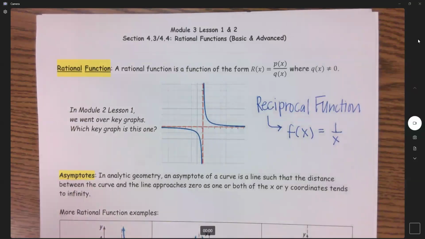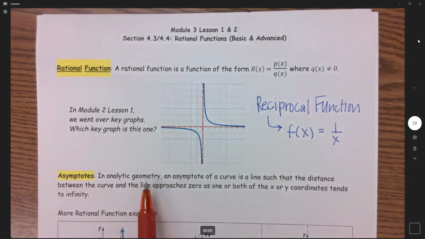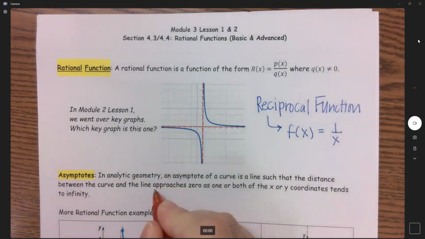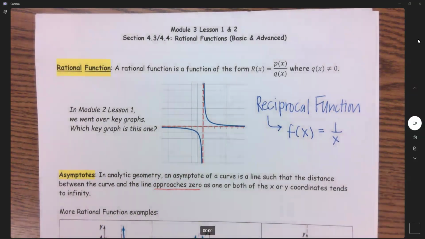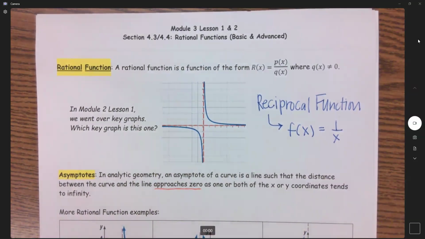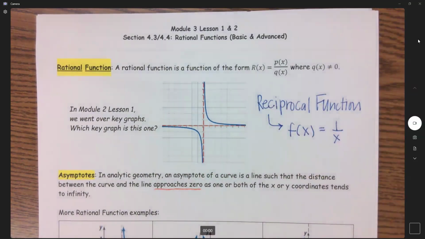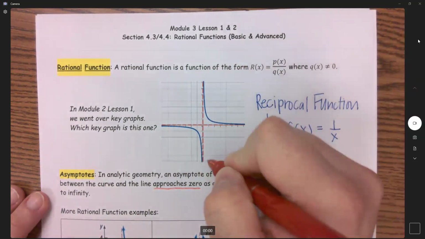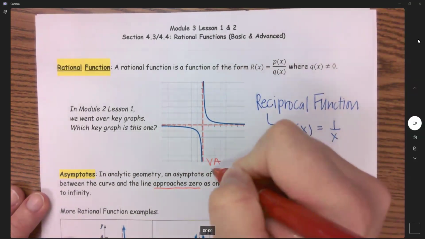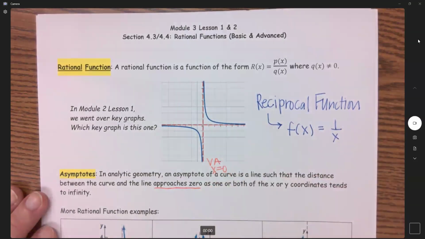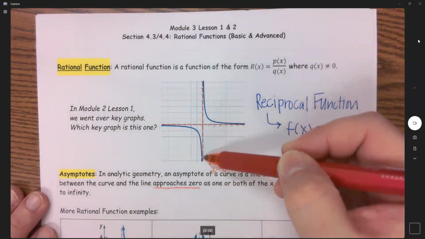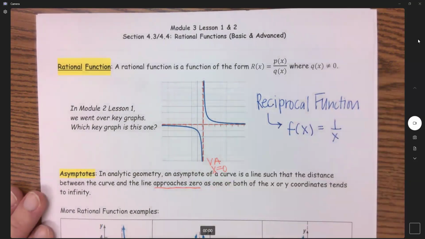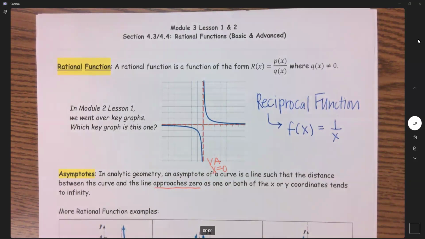So what is an asymptote? In analytical geometry, an asymptote of a curve is a line such that the distance between the curve and the line approaches 0 as one or both of the x or y coordinates tends to infinity. So as this graph is going up, it's going to get closer and closer to this vertical asymptote, which is at x equals 0. And as this y coordinate tends to negative infinity, it's going to get closer and closer to that asymptote, but it's never going to touch it. It's never going to cross it.